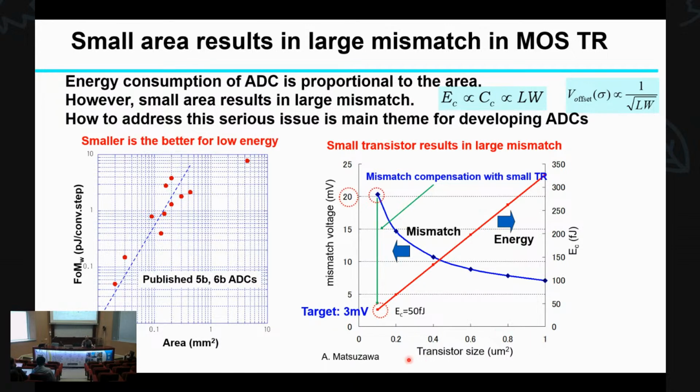But the issue is that a larger transistor size results in an increase of operating energy. So this is very bad. If we use a smaller size, this increases the mismatch. How to address this serious issue is the main theme for developing the ADC.